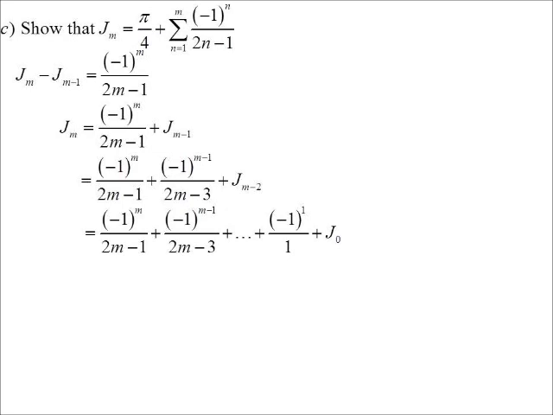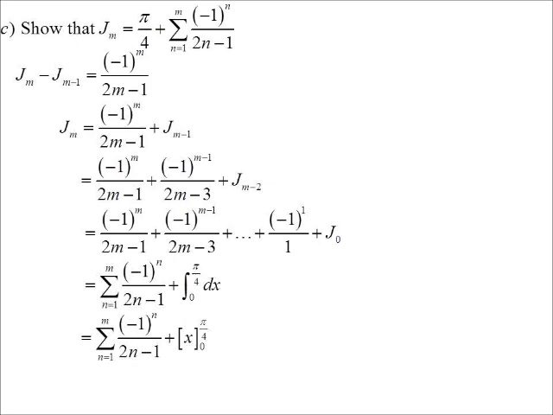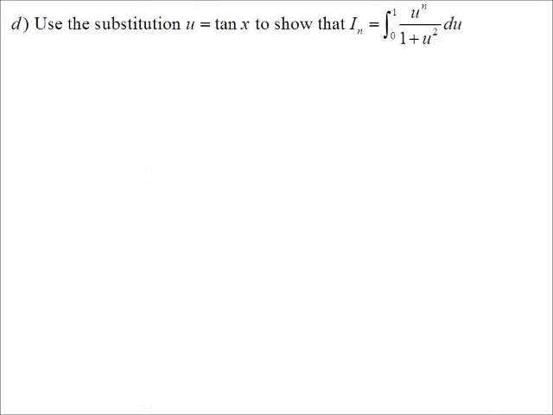Have a look at each of those fractions. I've got minus 1 to the power of m over 2m minus 1, and we're going down, and down. So that's our sum from n equals 1 to m of negative 1 to the n over 2n minus 1. J_0, I hope, will turn out to be pi on 4. J_0 is the integral of dx from 0 to pi on 4, and sure enough, that is pi on 4. What a great question. But it doesn't stop there.